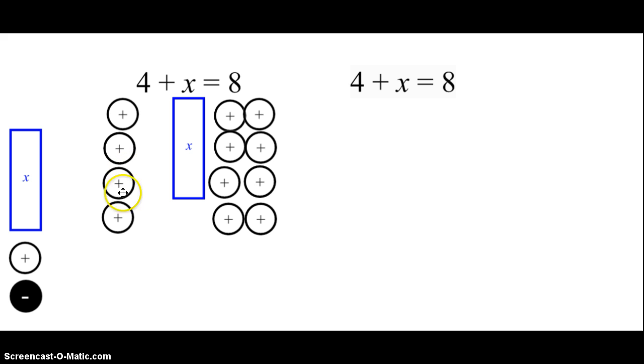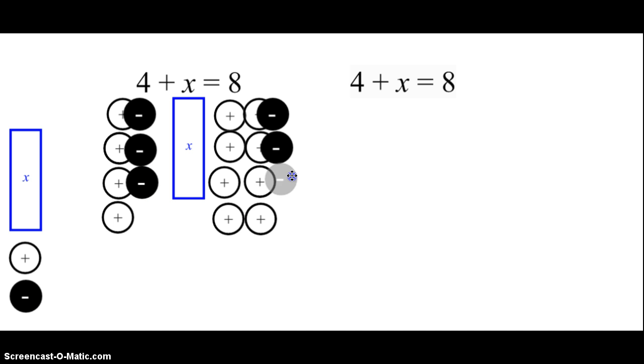And I want to get rid of these 4 positive counters, so the only way to do that is to put a negative counter with each one, but every time I do that I have to put a negative on this side. So put a negative there, and a negative here. A negative here, a negative on this side. A negative to get rid of this one, and a negative to get rid of this one.